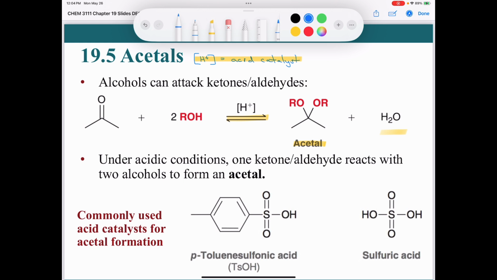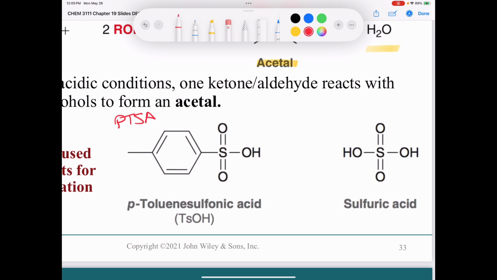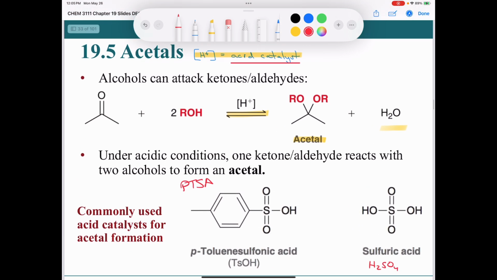Now, if you're wondering, what kind of acid catalyst am I going to be using in this reaction, Mr. Dion? Well, there are two main types of acid catalyst that we use in the formation of an acetal. One is what we sometimes call PTSA, which stands for para-toluenesulfonic acid, or you can abbreviate it as TsOH. That's a strong acid. And then sulfuric acid as well, which you know frontwards and backwards. You've been studying that since General Chemistry 1. So these are both very commonly used as the acid catalyst in the formation of an acetal.